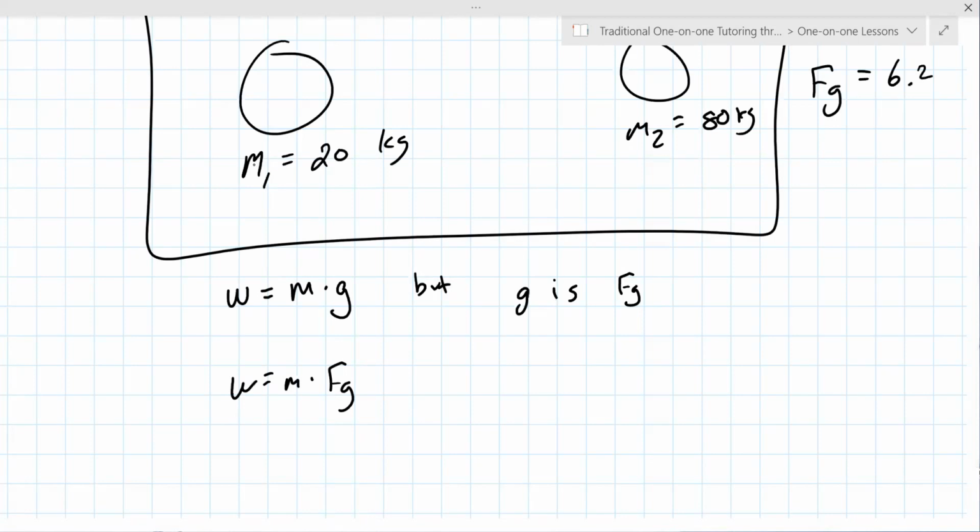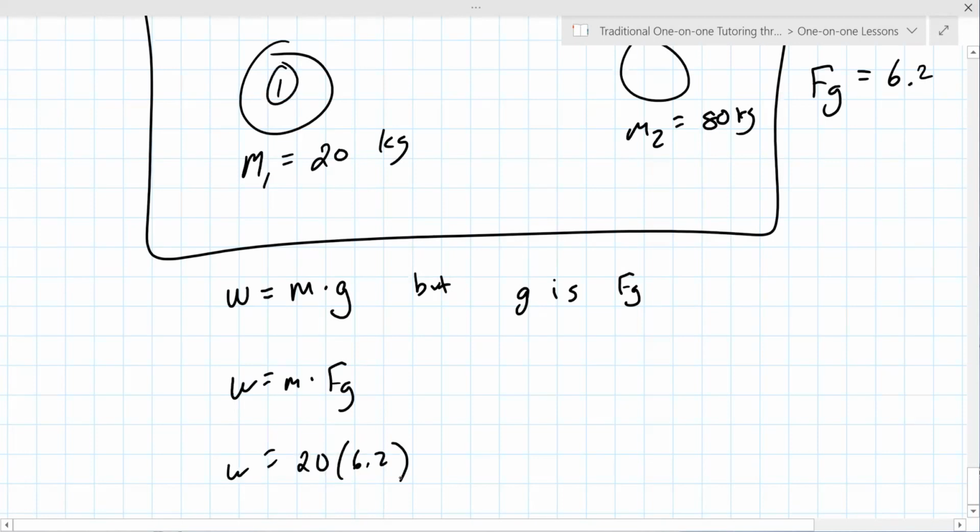So what is the weight of thing 1 over here? It's 20 times 6.2. What is the weight of this other one? It's 80 times 6.2. And that's it. We're skipping the step of finding the actual force of gravity, but once you have the force of gravity, you take your mass and you multiply it.